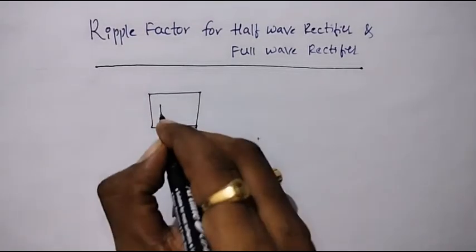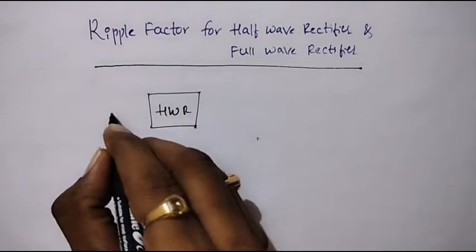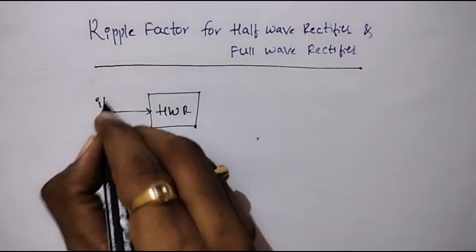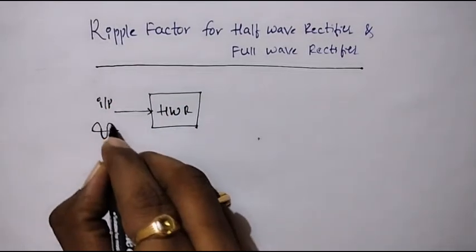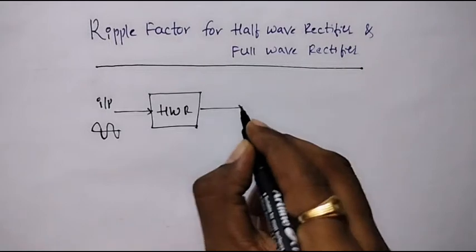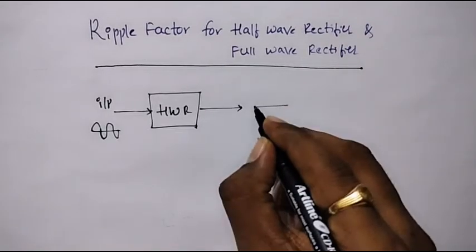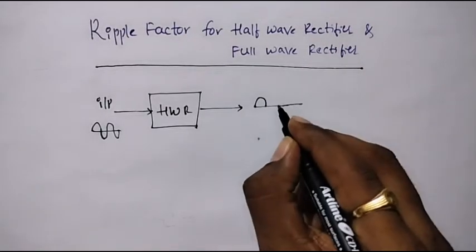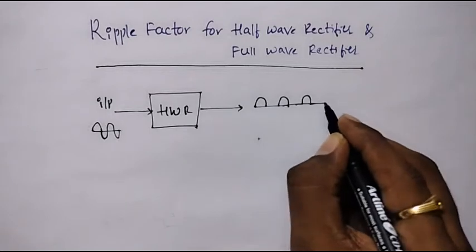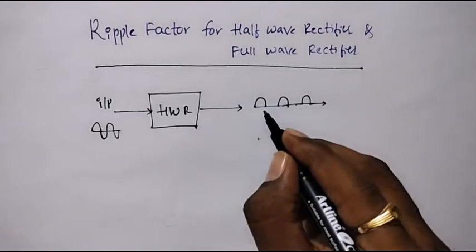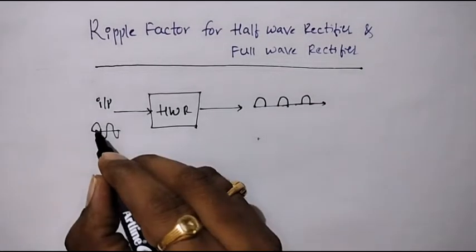As we know, in half wave rectifier, the input is AC signal, and the output of half wave rectifier will look like this. That is, it conducts only for half cycle of the AC input signal.